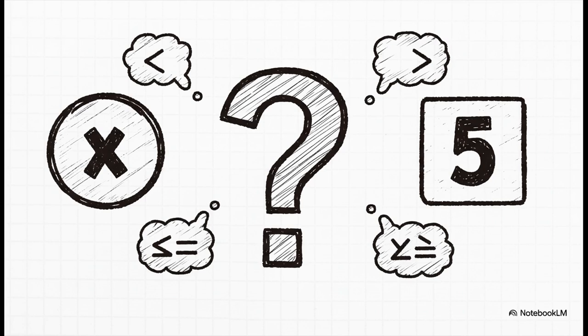X is less than 5. Just take a second and think. Which symbol means less than? Does it need that little line underneath? And remember the alligator. Which number is it going to want to eat?